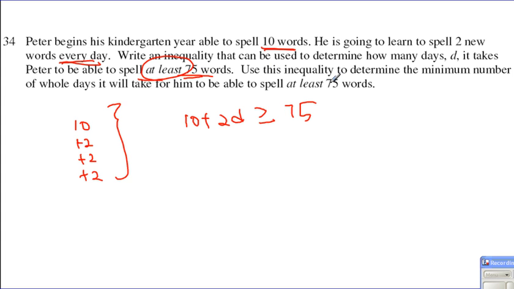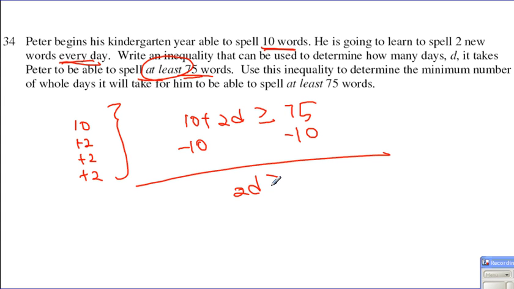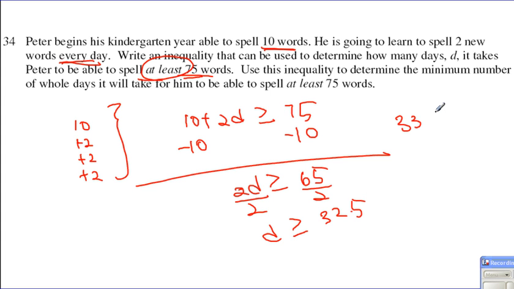Now, use this inequality. Then we end up getting subtracting 10 from each side. We'll end up getting 2d must be greater than or equal to 65. As we divide by 2 on both sides, d has to be greater than or equal to 32.5. That means it takes what, 33 days?